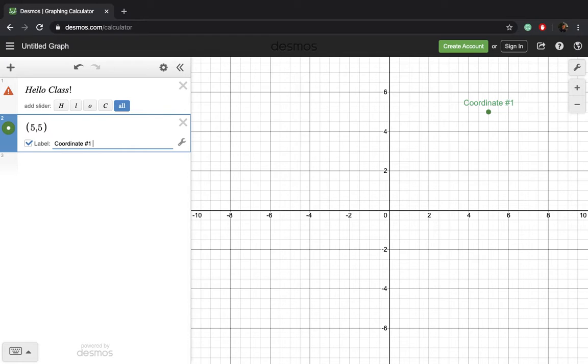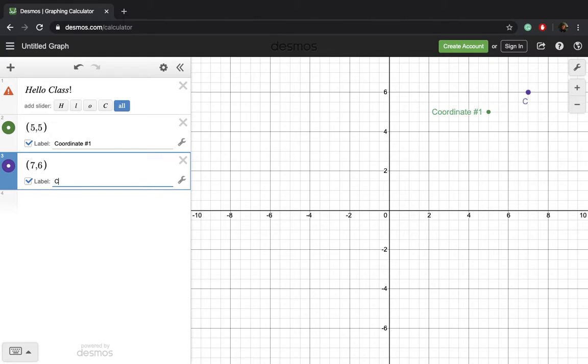So here I'm at 7, and I'm going to go up 6. 1, 2, 3, 4, 5, and 6. So my finger is at 7, 6. Do you see that? Now we're going to do it on here, and the computer is going to tell us if we were right. 7, comma 6. Is that where we were? Yes. So this is coordinate number 2.